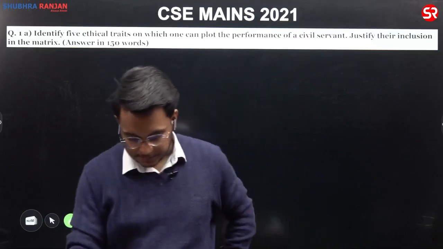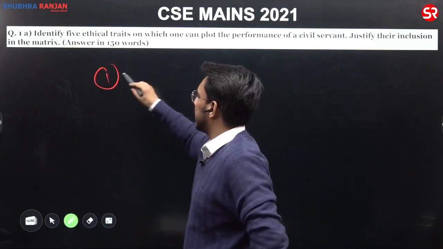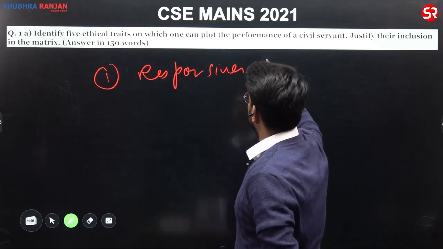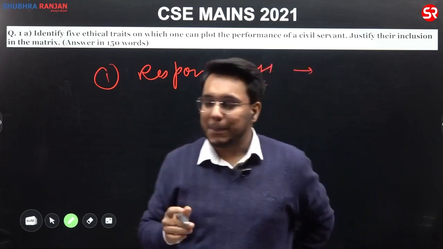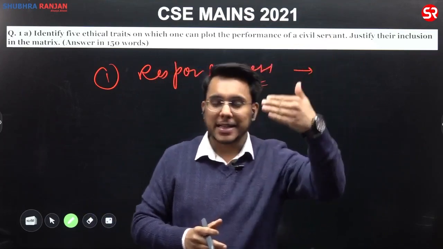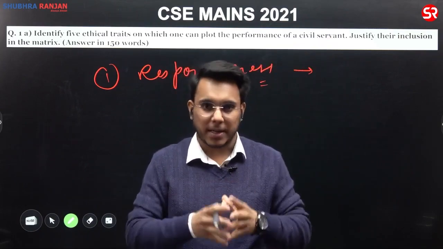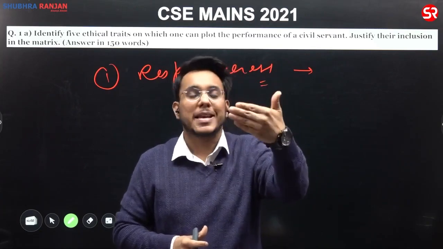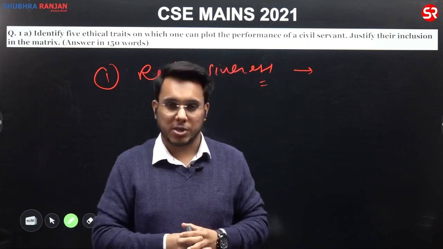Now, the first ethical trait that we can talk about here is the trait of responsiveness that needs to be there. Basically, there are 2 ways in which you can approach this question. Number 1, you can write the 5 traits and then one by one justify them. The better, second approach, I believe, is that you write one particular trait and there only you explain the importance of that trait, why it is needed.